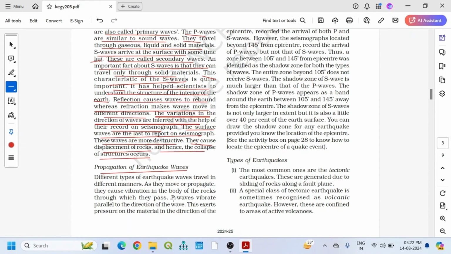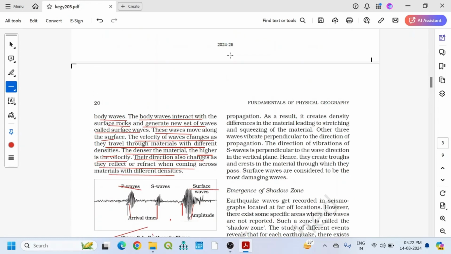Propagation of earthquake waves. Different types of earthquake waves travel in different manners. As they move or propagate, they cause vibration in the body of the rocks through which they pass. P waves vibrate parallel to the direction of the wave. They exert pressure on the material in the direction of the propagation. As a result, it creates density differences in the material, leading to the stretching and squeezing of the materials.